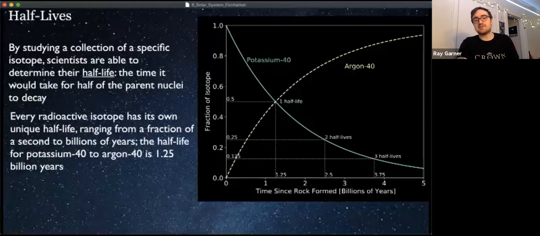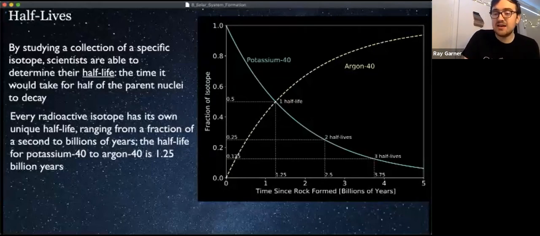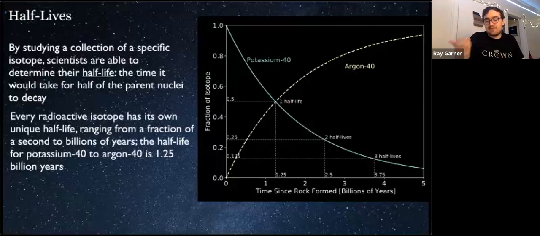You can see this graph illustrates the idea. We've got on the horizontal the time since the rock formed in billions of years, and on the vertical we've got the fraction of isotopes. If we start off with just potassium 40, no argon 40, over 1 half-life, so 1.25 billion years, we will lose half of the potassium 40 and gain an equal amount of argon 40. Over 2 half-lives, the original amount of potassium 40 has reduced to 1/4. 3 half-lives, half of a quarter is 0.125, and so on and so forth. That is how half-lives work.